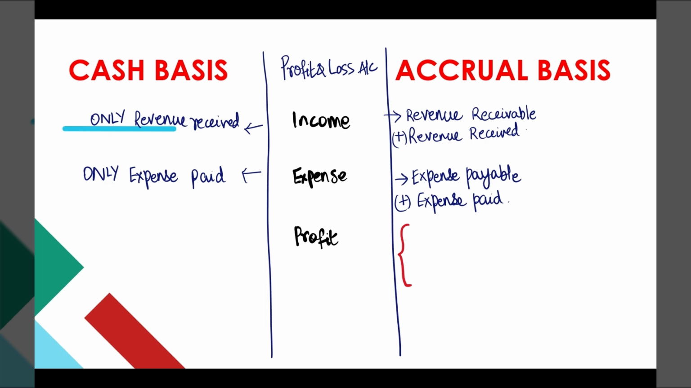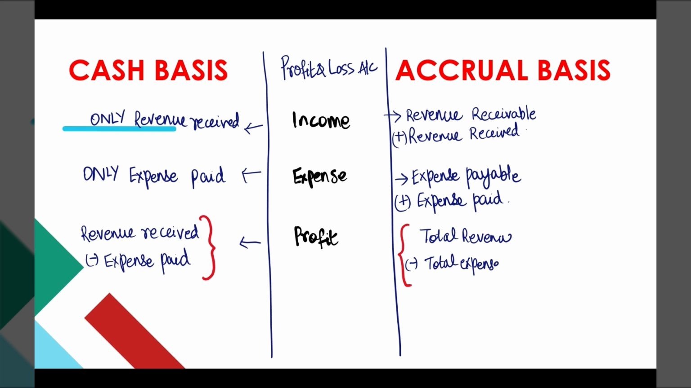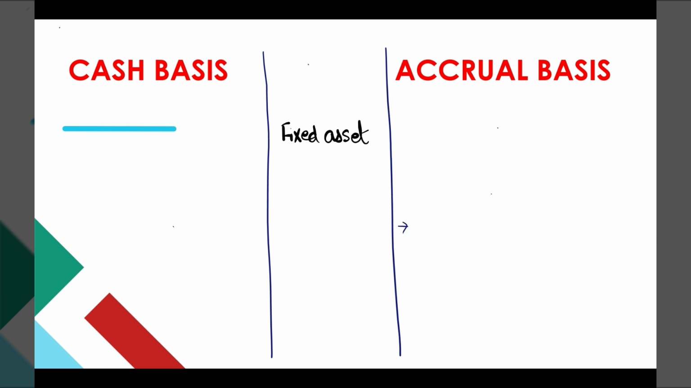Third comes the profit. What is the profit? It is nothing but the income less expense. So when it comes to cash basis, it is revenue received minus expense paid that gives the profit. Whereas in accrual basis, it is the total revenue minus total expense. What I mean by total revenue is accrued revenue and total expense means incurred expense. So what this actually means is whether it is receivable or received, payable or paid, both are considered in accrual basis of accounting. Next, let's see the view in case of a balance sheet.